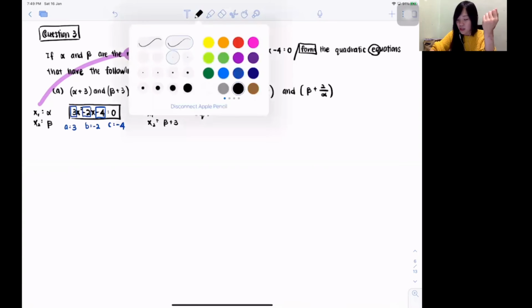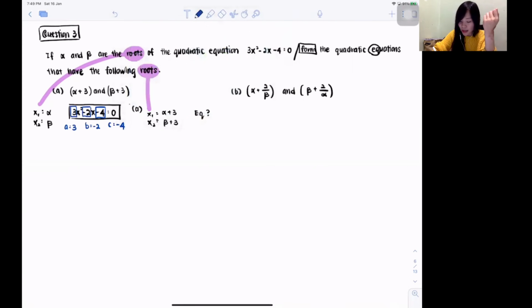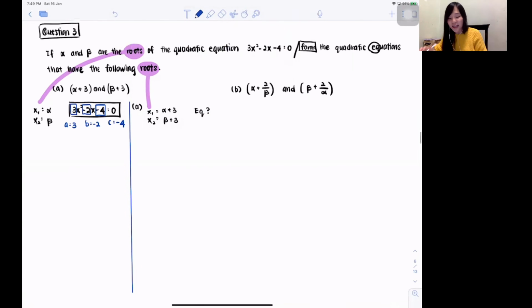I'm scared you get confused, so in between them I draw a line, so you won't make any mistake, okay? The left side one is for alpha beta. The right side one is for alpha plus 3, beta plus 3. That's what they say, right? Then how do I do it?